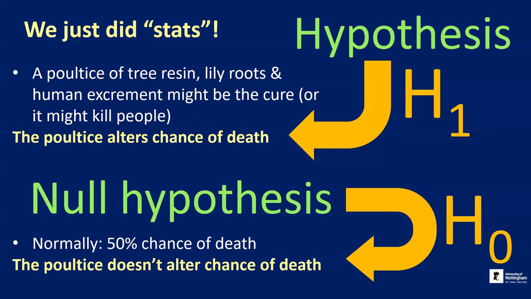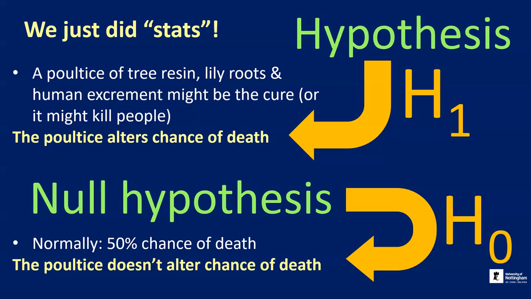This wouldn't have been clear to you last week, but let's look back at what we did. We treated patients with this poultice made of tree resin, lily roots and human excrement, and we postulated that the poultice would alter the chance of death. Hopefully it would improve the chances of survival, reduce the chances of death. But we did also recognise that the opposite was possible. Smearing somebody with human faeces might actually reduce their chances of survival. But nevertheless, at the beginning of the experiment, we said, well, we think the poultice might change the chance of death. That effectively was what we call the hypothesis, or sometimes specifically the alternative hypothesis, H1.